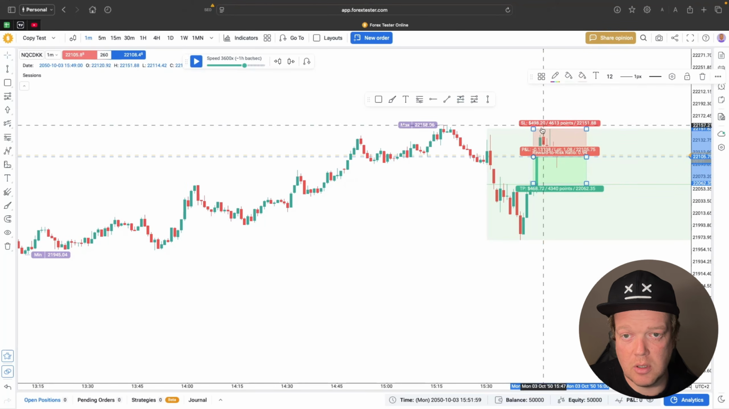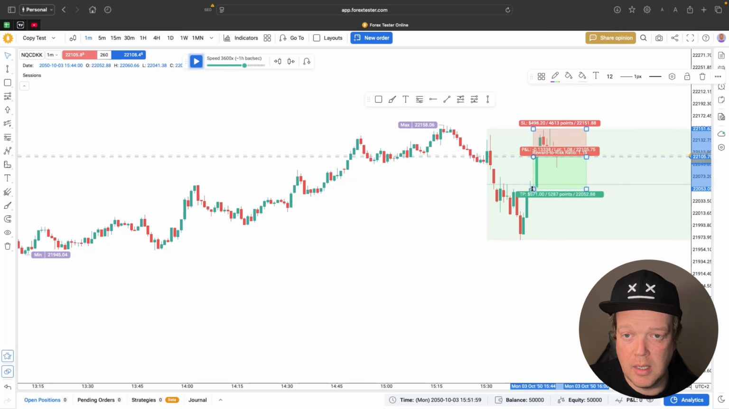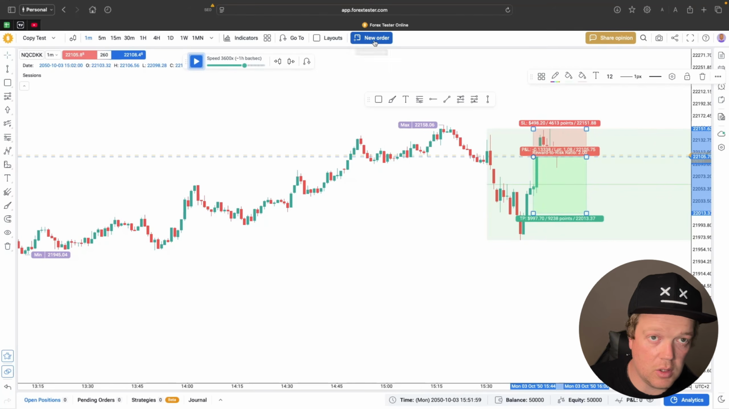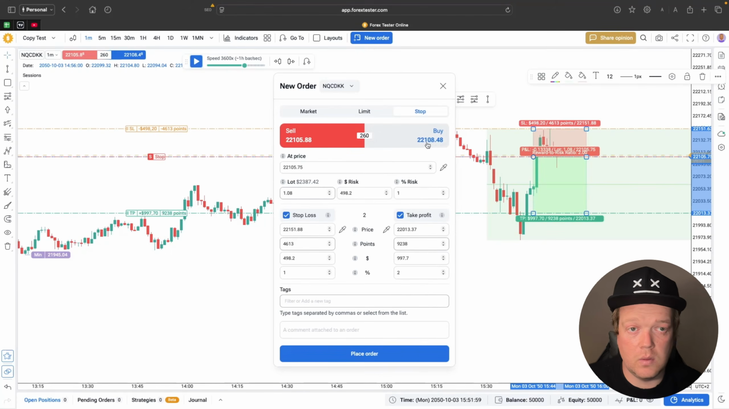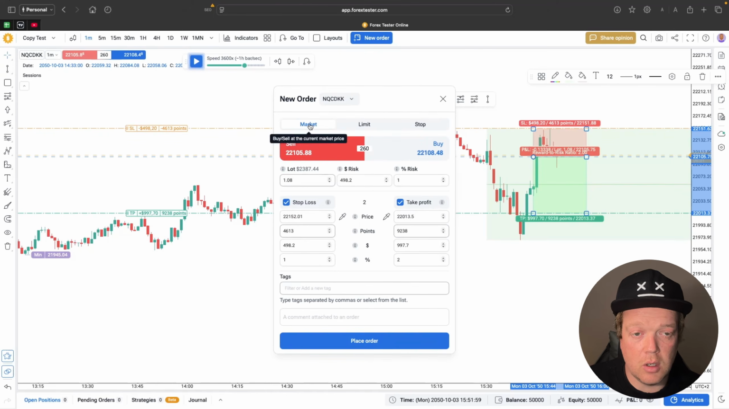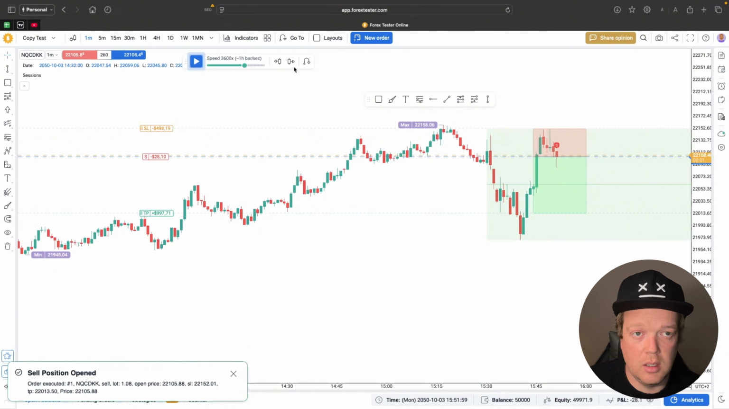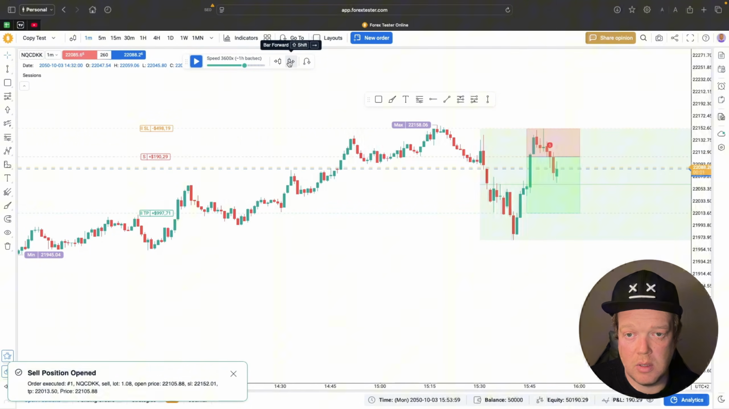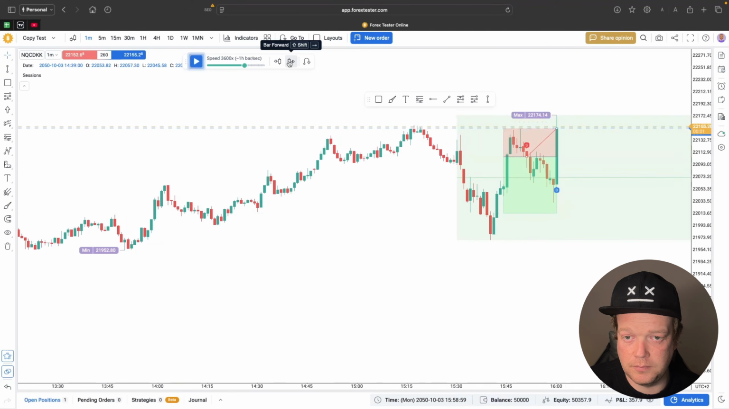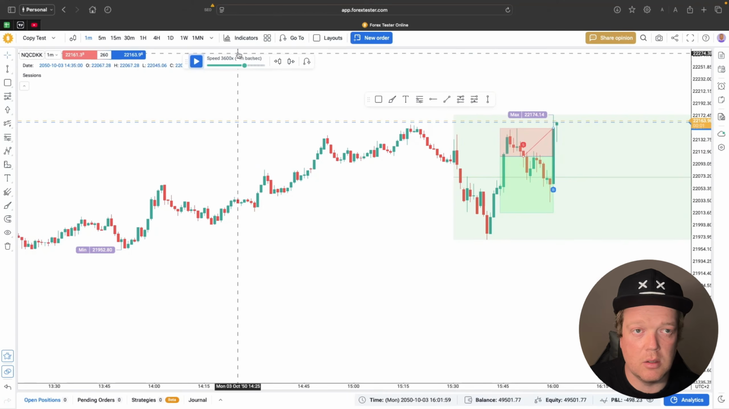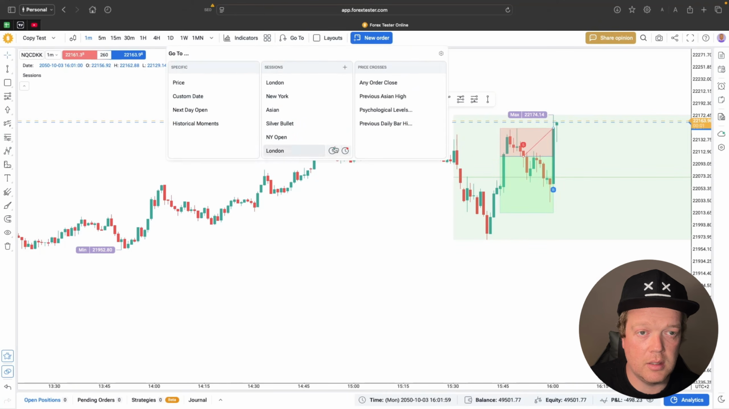We're going to put our stops at the last high, and we are going to target a fixed 1 or 2 risk reward trade. You are going to go to new order, going to go to market. It works out the stop losses for you. You're going to place your order inside the trade, and let's see how this one plays out. And as you can see, we got stopped out. So let's go to the next day.